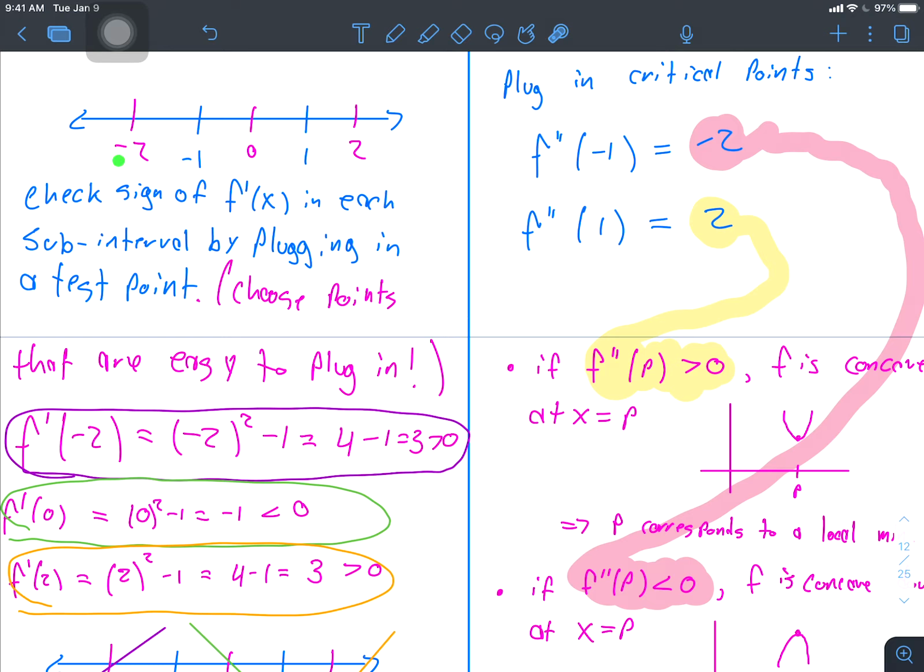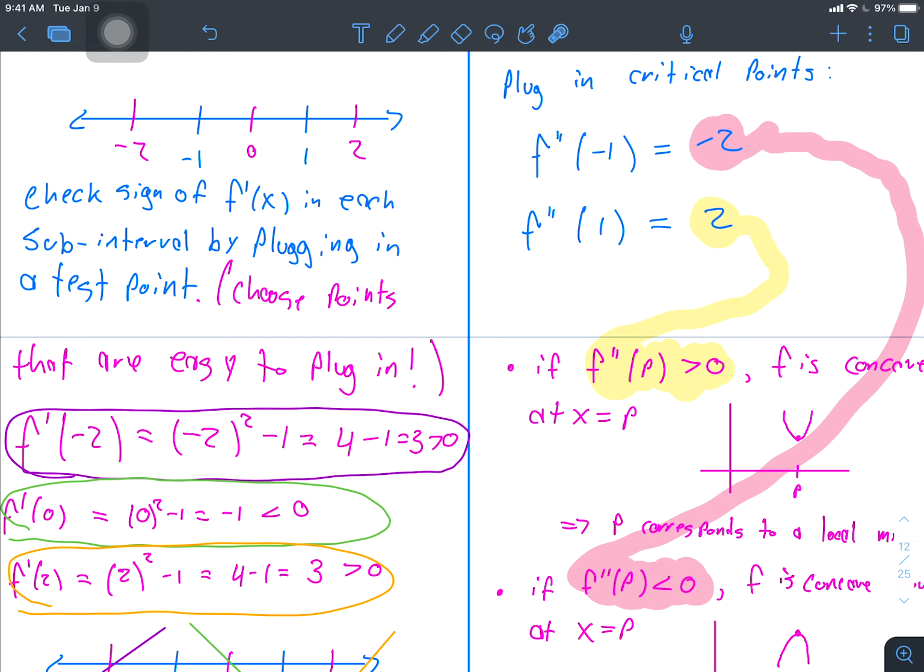So I'm going to take each of the test points which I chose from the 3 subintervals, and plug it into the first derivative and see if I get something which is bigger than 0 or something which is less than 0. So when I plug in -2, I get something larger than 0. Okay, so at this point up here, we see that the first derivative is positive. And that tells us that the first derivative is positive in this entire region.